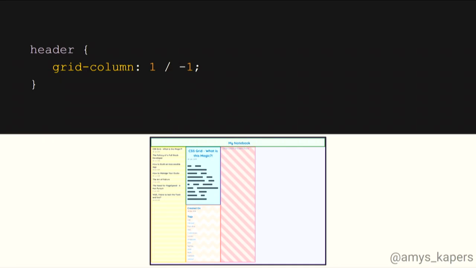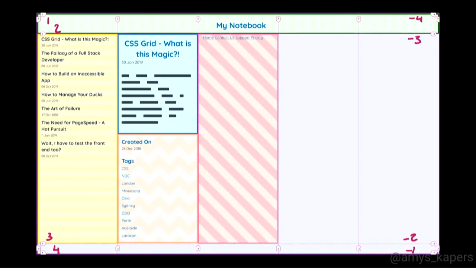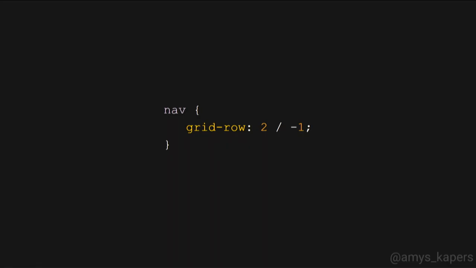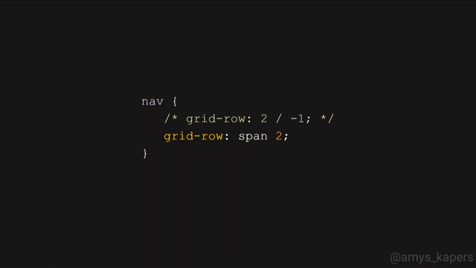Next, we want to get our nav to take up the second and third row. And similar to columns, all of our grids have the same numbered lines, 1, 2, 3, 4, -1, -2, -3, -4. So we can define the nav to have grid row 2/-1. So start at line 2 and go down to -1. Or we can use an alternative way of defining grid row, which is to define the span. So we can just say we want it to span 2 rows, which is the middle and bottom row.